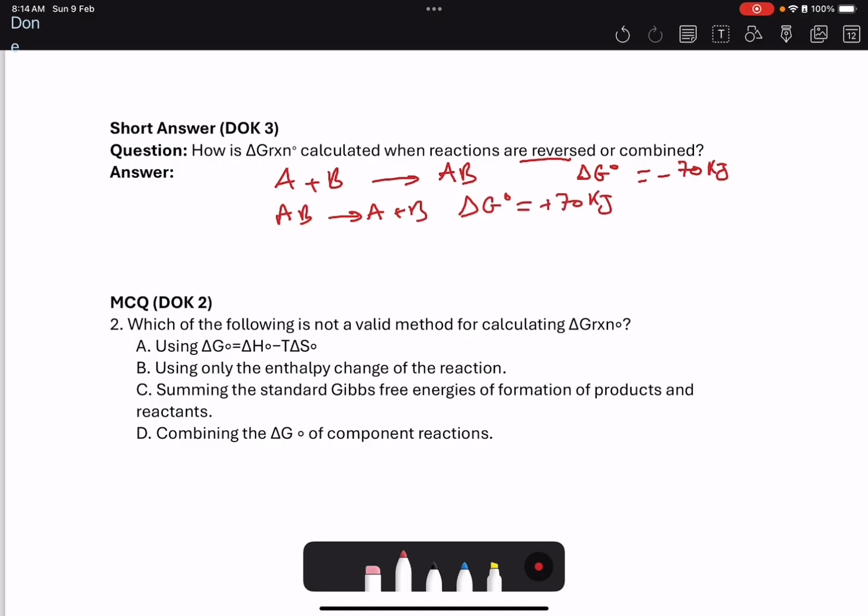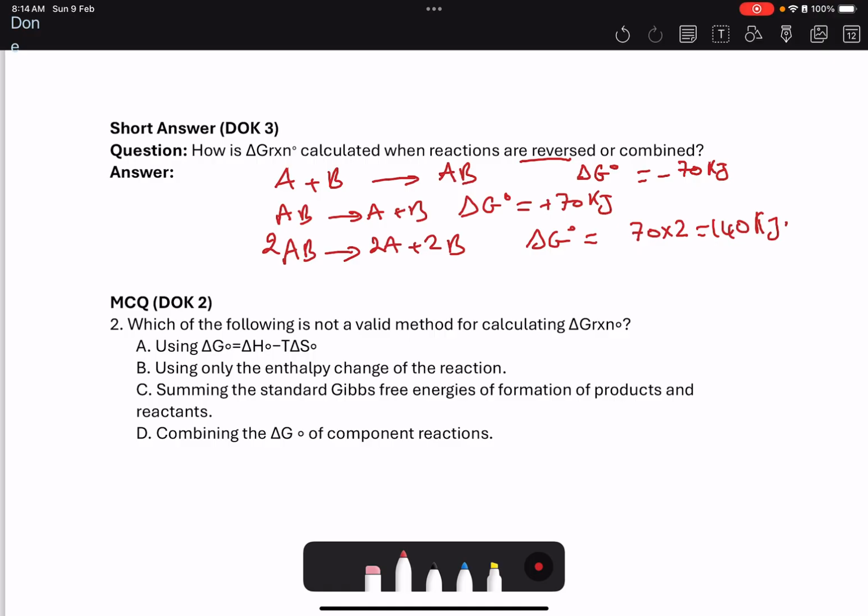We reverse the sign. What if we say 2AB gives 2A plus 2B? The delta G now is going to be multiplied, and that is 140 kilojoule.